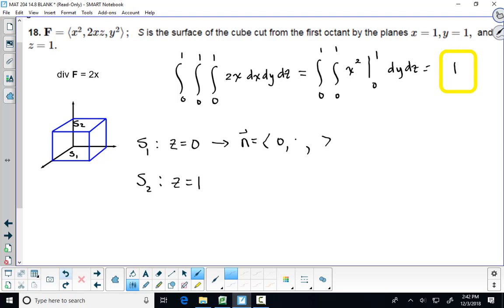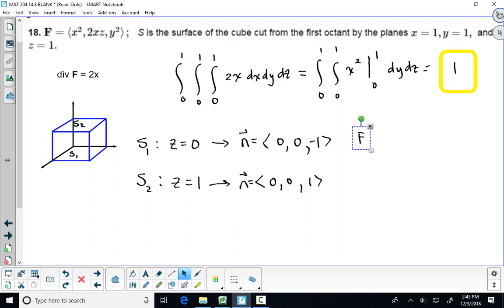0, 0, -1. And the normal for this one that points out? 0, 0, 1. And our vector field, let's leave that. So we're doing a surface integral. So surface integral means that we have to take f dot n. So we're going to take f, dot it with n. F dot n, and this is over S1. That's going to be a ds.